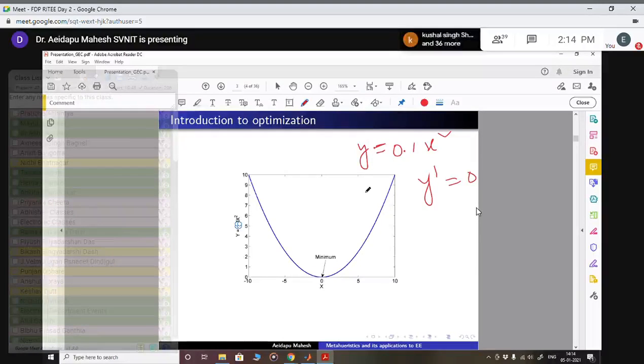Another condition here is that the function must be differentiable. You cannot apply the same rule to functions which you are unable to differentiate. If differentiation is not possible, then you cannot equate it to zero and find the minimum here. And the other way of finding the optimum for the same function is what?